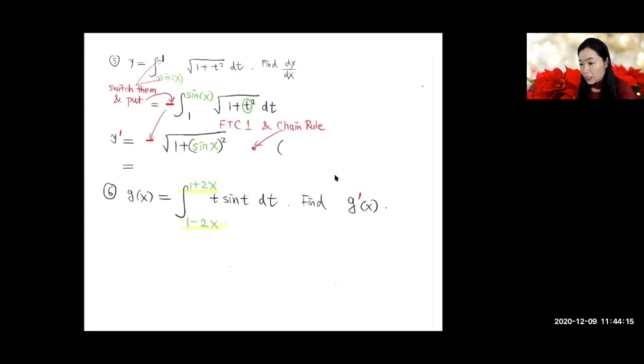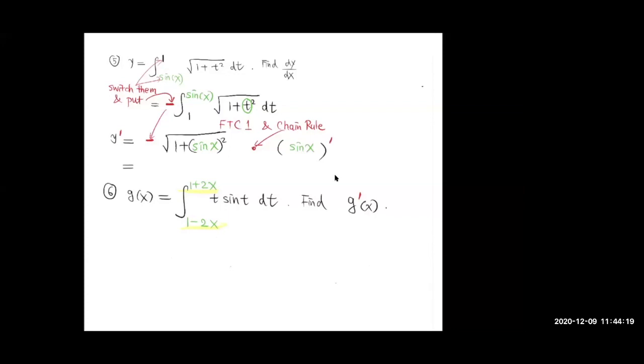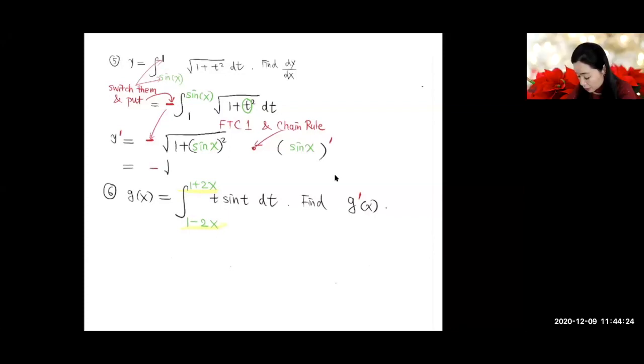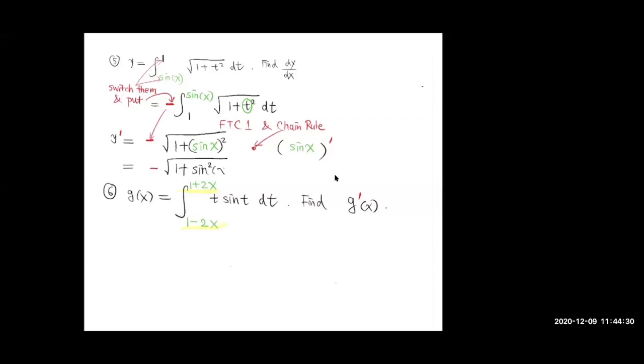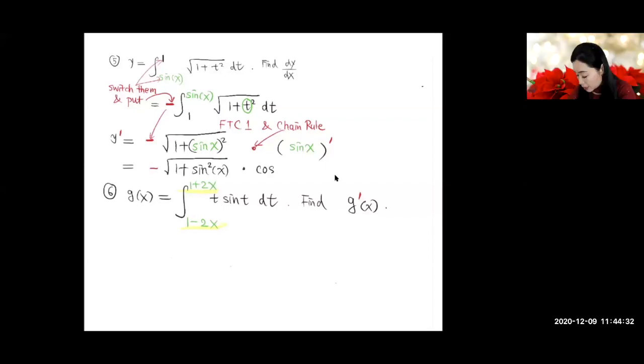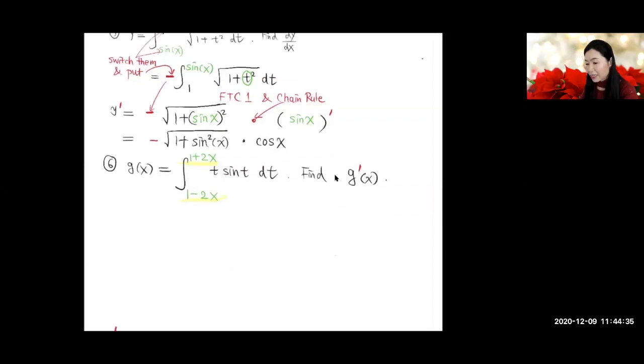Okay, so what's the derivative of sine x? Cosine x. Cosine x, okay. So square root of 1 plus sine squared x, and then you times cosine x. Yeah, you got it. Okay, good job. Now it's not that complicated, right? Once you break it down step by step, okay?